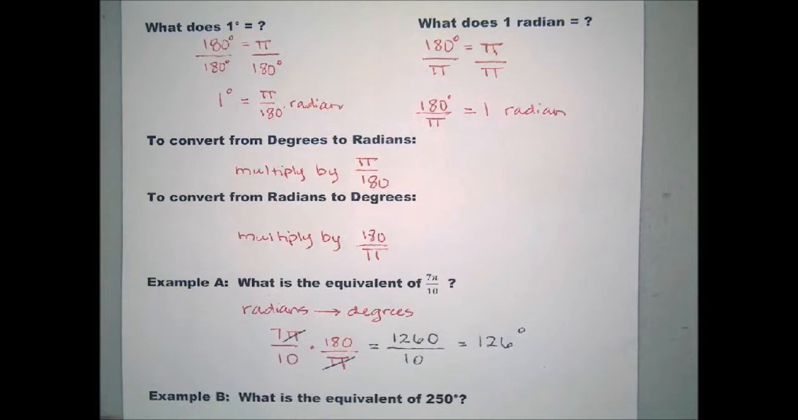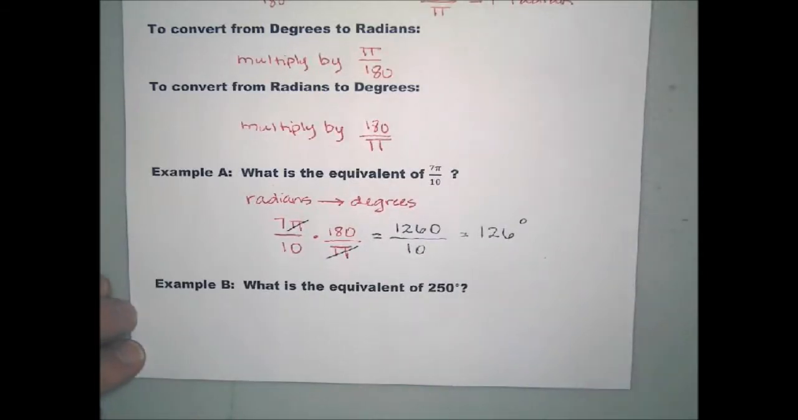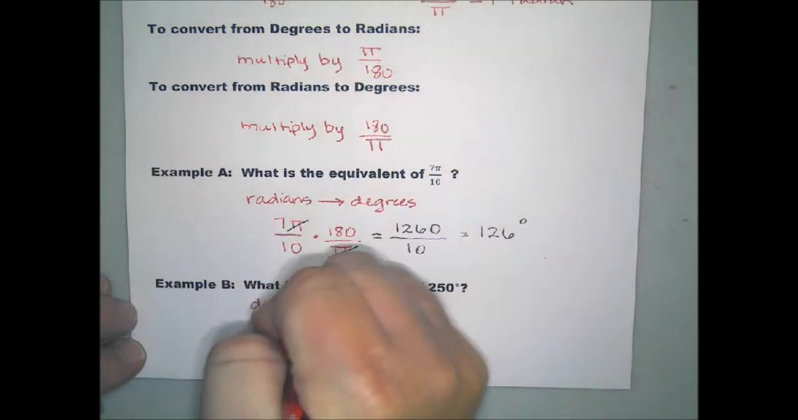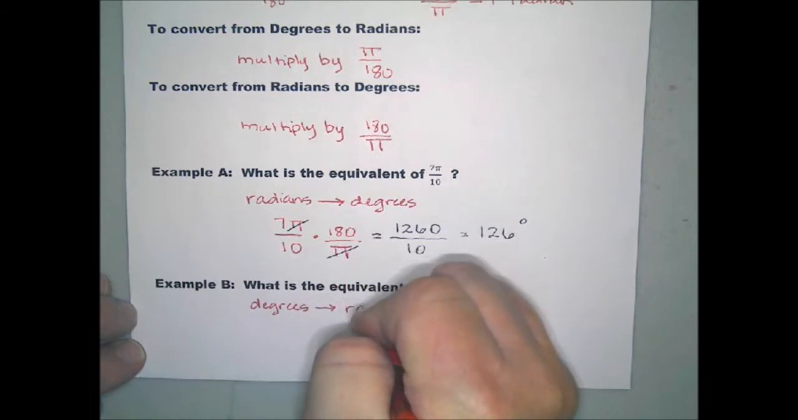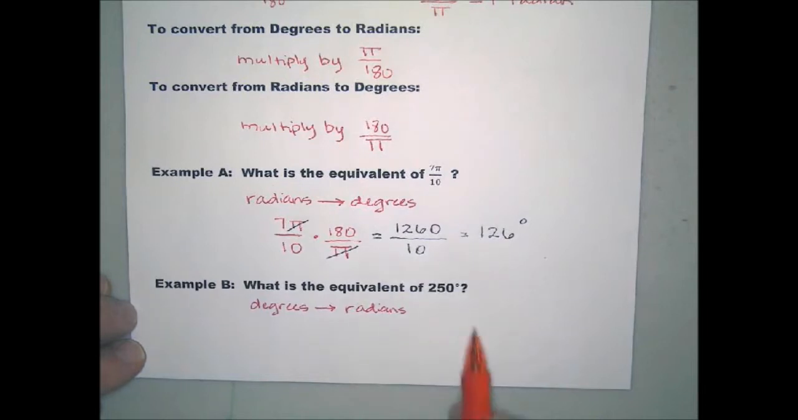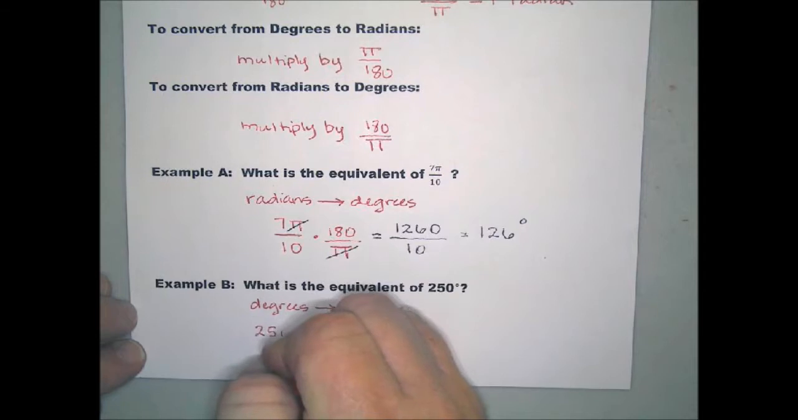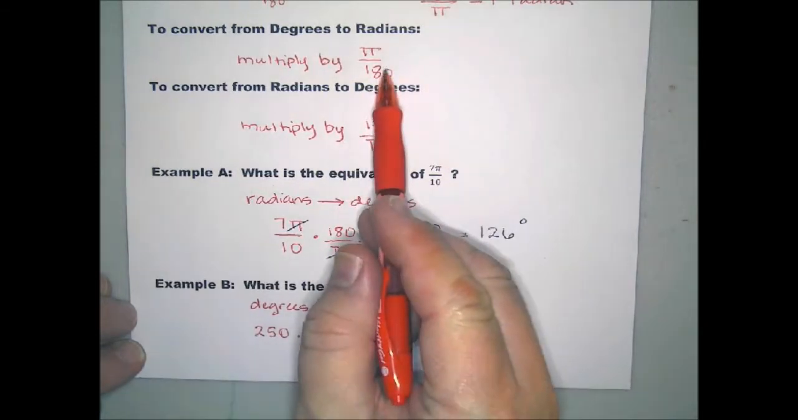Now, let's go the other way. What would be the equivalency of 250 degrees? So I'm in degrees, and I'm going to go to radians. I'm going to start off with the degrees that I know, 250, and I'm going to multiply by pi over 180.